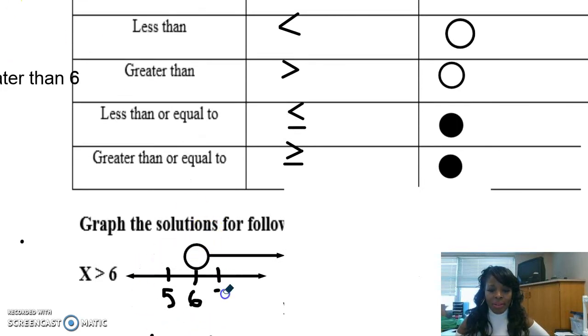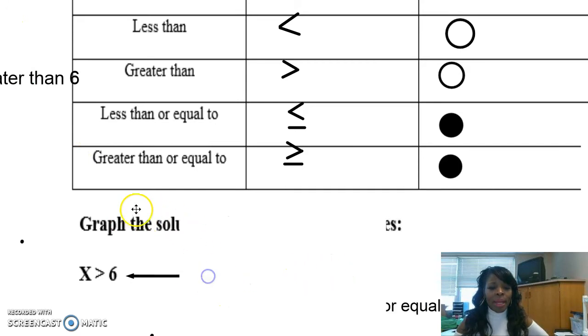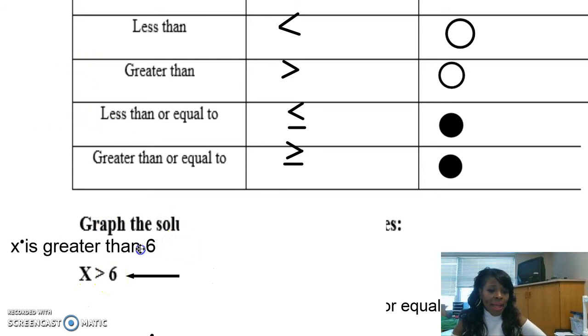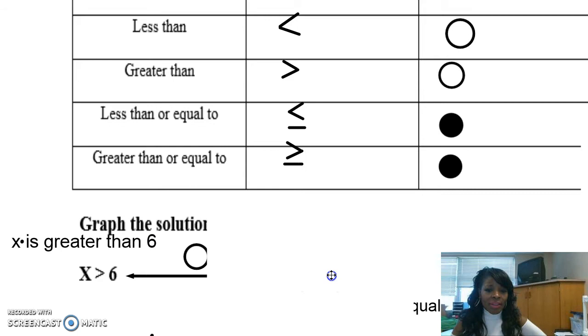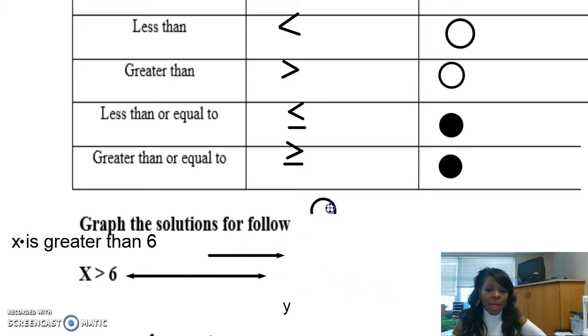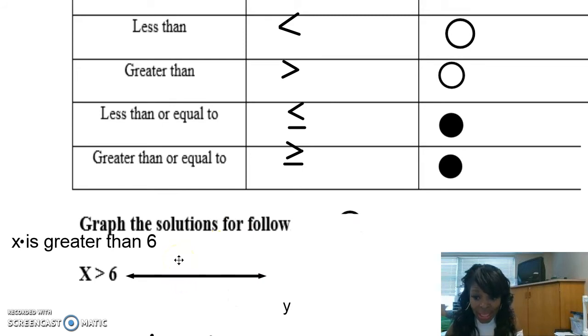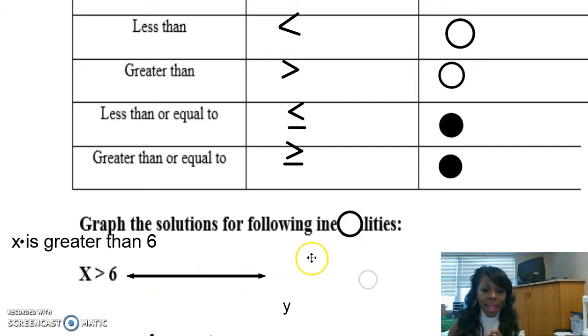I'm going to erase this. So the first thing you're going to do is read the inequality, okay? And this says x is greater than 6. So I want you to write that out. X is greater than 6. The next thing I want you to do is to draw a number line, okay? A number line is a line versus a line segment, so you want to have arrows on both ends of the line. You're going to draw a dash for 6. To the right of 6, you're going to go one number, which is 7. To the left of 6, one number, which is 5.